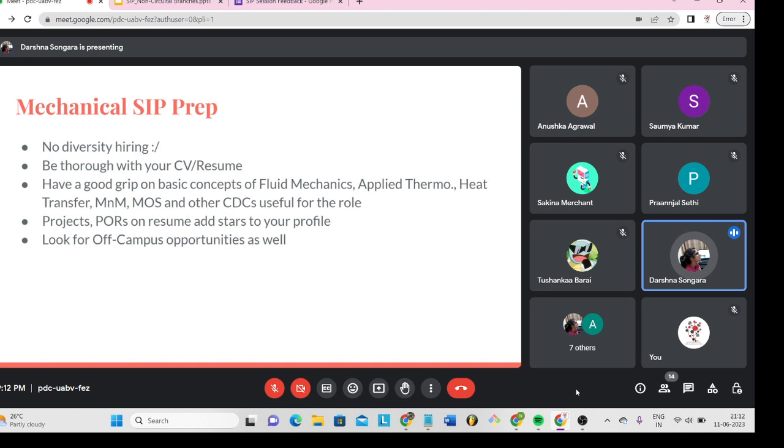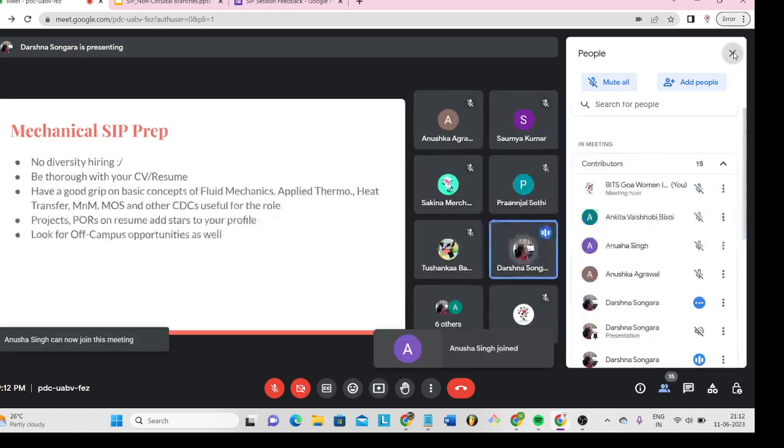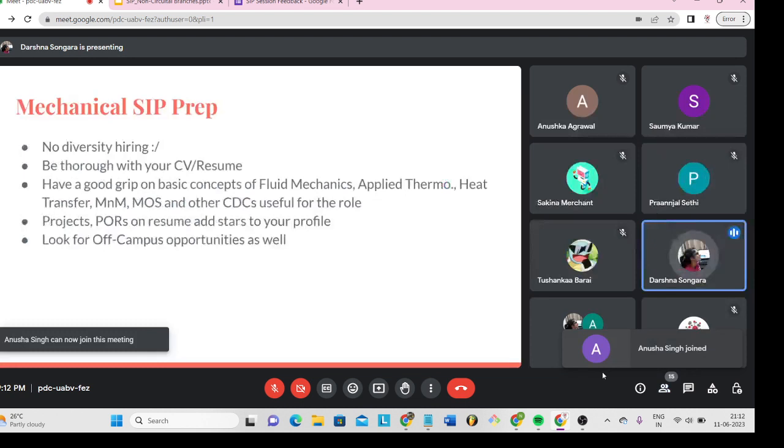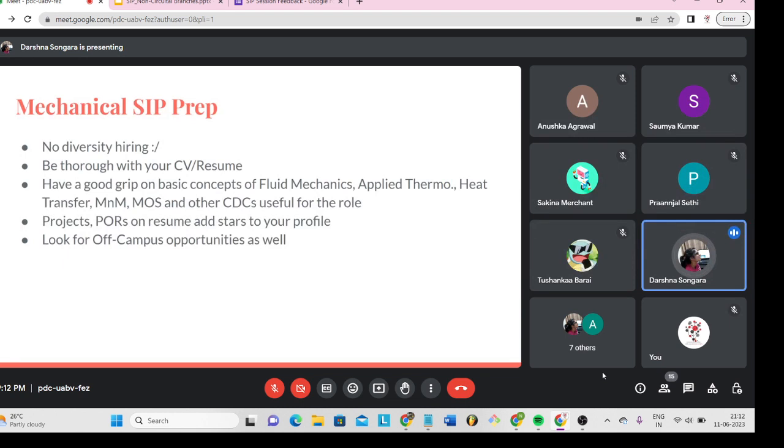I think you are aware of the scenario of core placements and core SIPs. If you compare the number of SIP or placement opportunities we have to people from circuital branches or CS, or opportunities in finance or consulting and product, the opportunities for us are very less in number. So I would say, always try to search for as many options as possible, and then you can go for the best one.